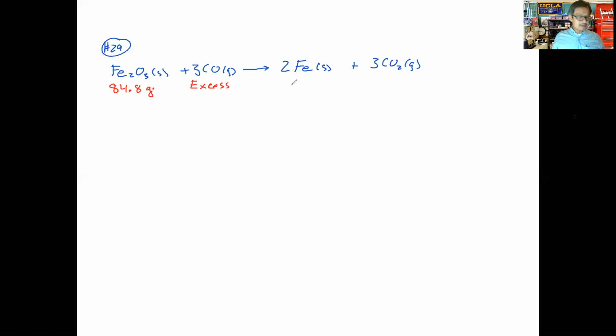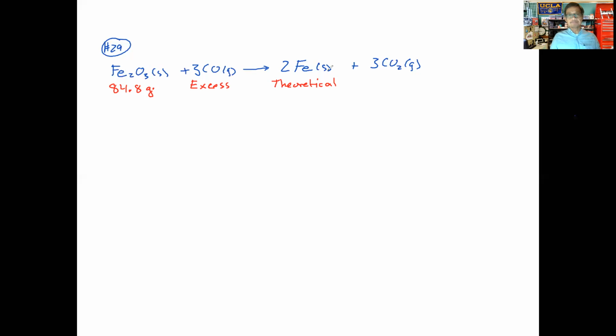They're asking us to find the theoretical yield for iron. And remember, the theoretical yield is the ideal amount of product that we will form. This is the ideal amount of product that we form if everything is perfectly done. That is, if we live in a perfect world and this reaction was perfect and there are no complications, there are no issues with the reaction, which we'll talk about in just a moment.